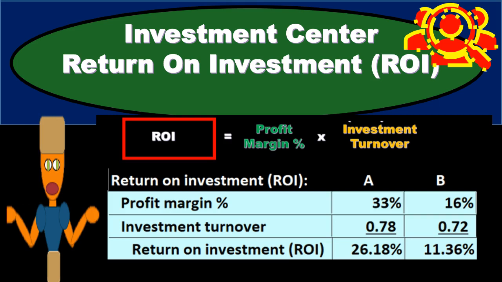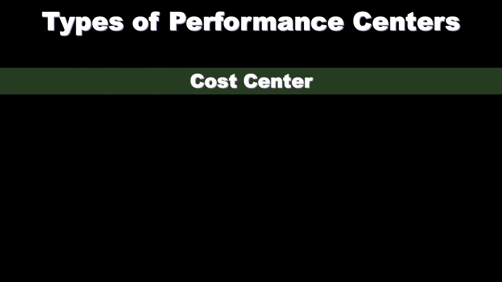In this presentation, we will take a look at the calculation of return on investment, ROI, this being related to an investment center. Remember that we have three different types of performance centers that we need to review and evaluate. One was the cost centers. These are centers that don't have any revenue but need to regulate their costs, so we need to evaluate them based on the regulation of their costs.